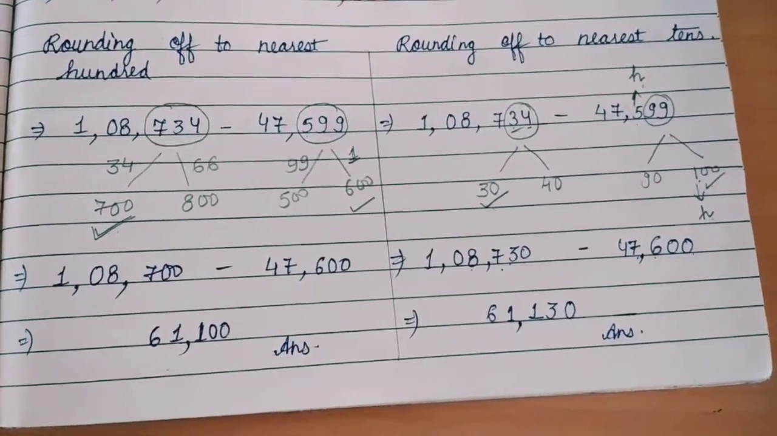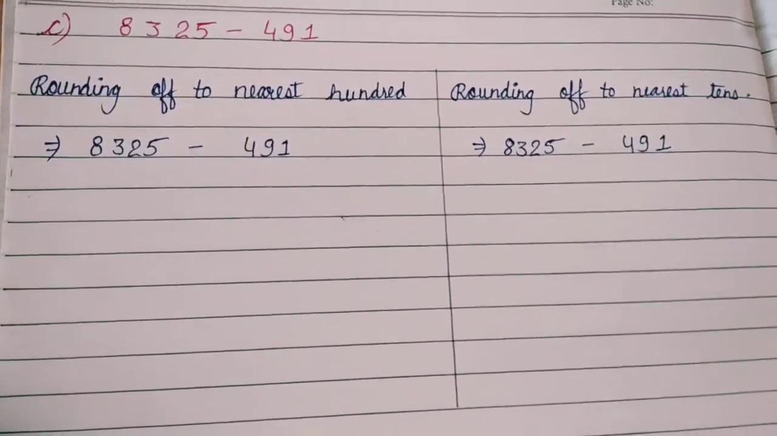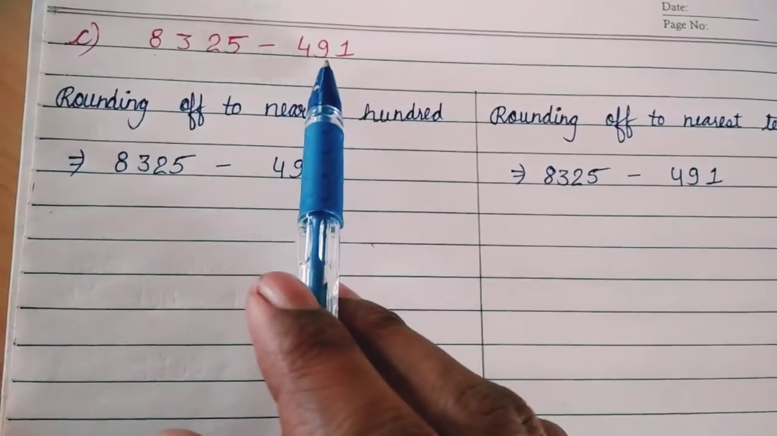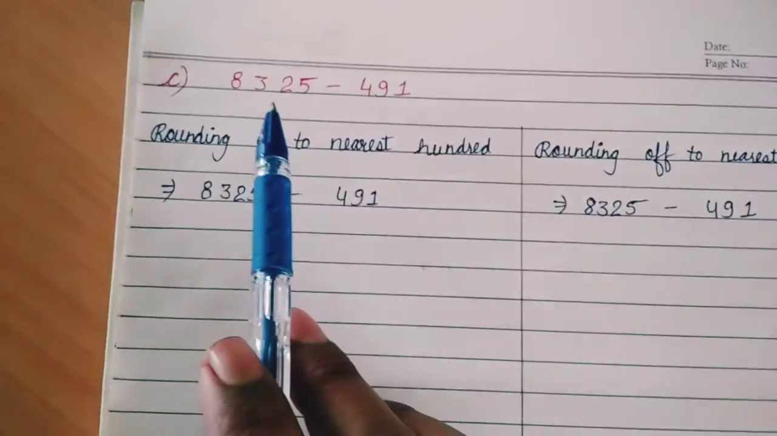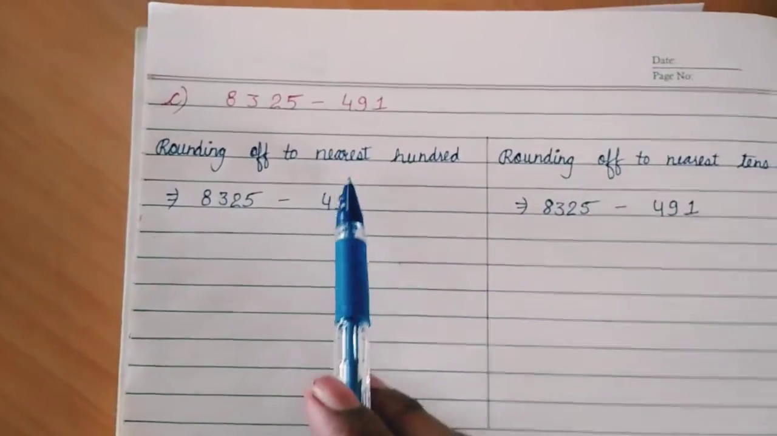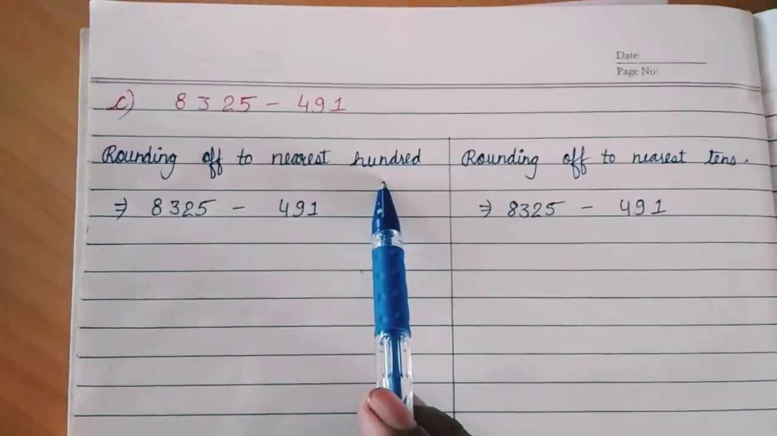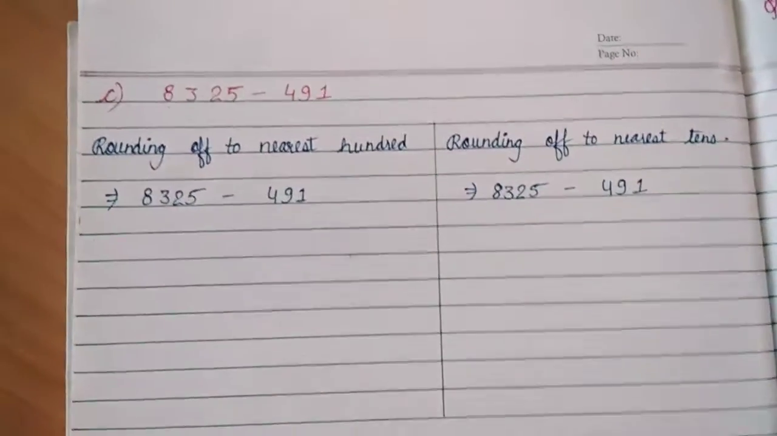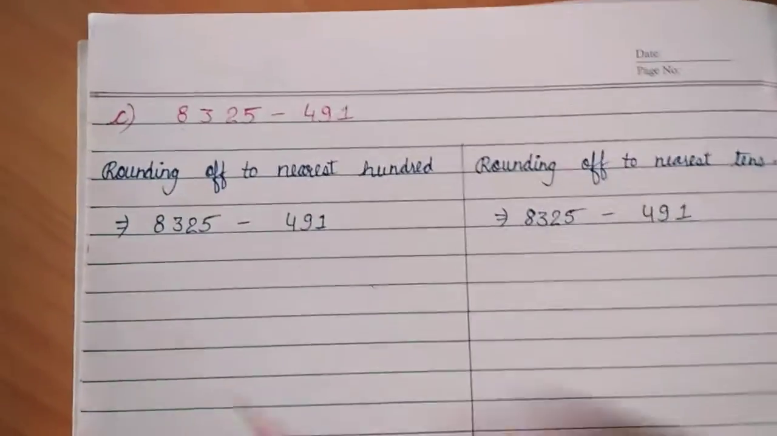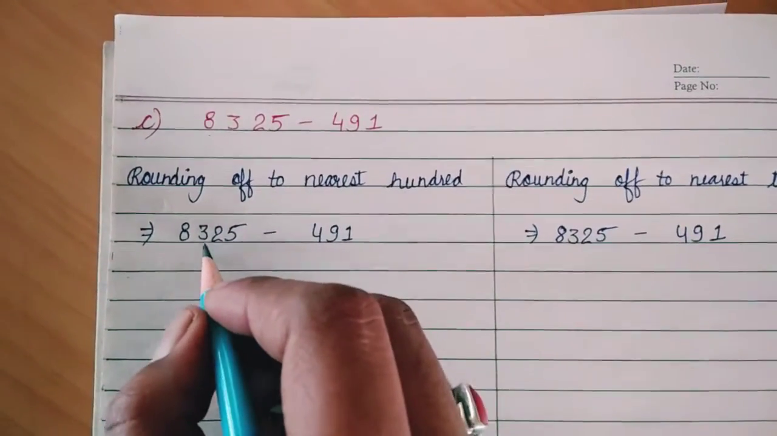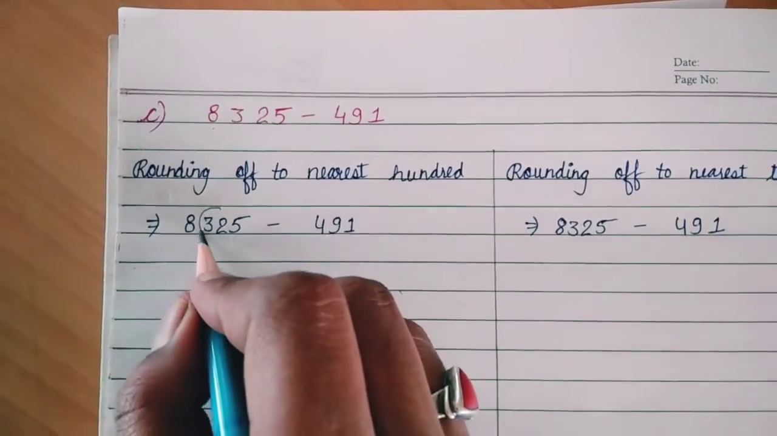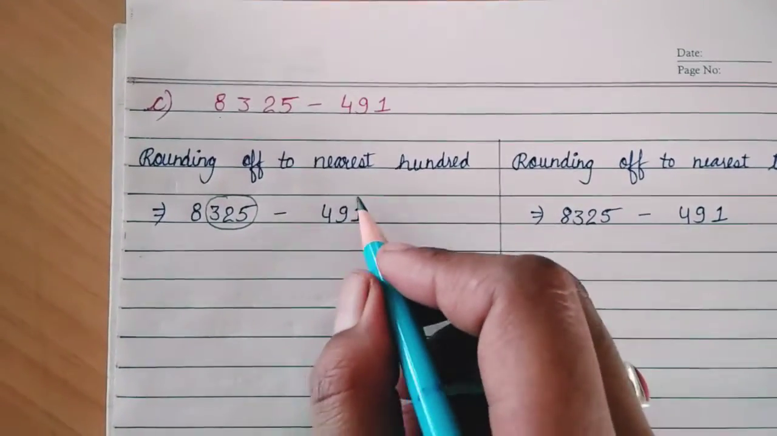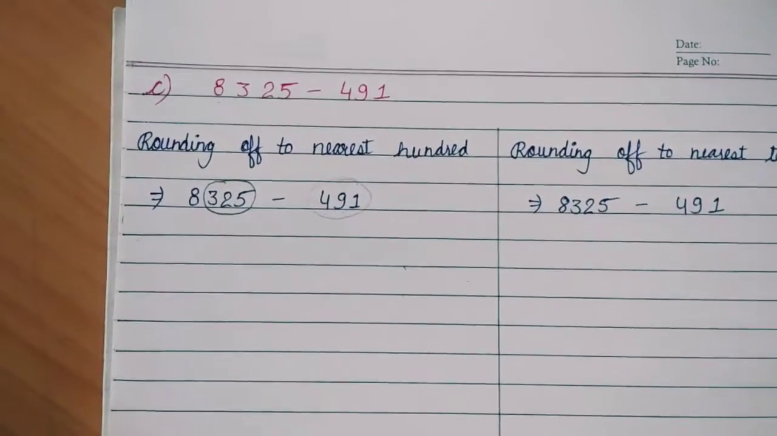Its remaining two parts: C part is 8,325 minus 491. That we have to do the subtraction after rounding off to the nearest 100 and after rounding off to the nearest tens. So for the 100 we will find out the 100th place. So ones, tens, 100. So these three digits. Okay. And here ones, tens, 100. So all will be estimated.